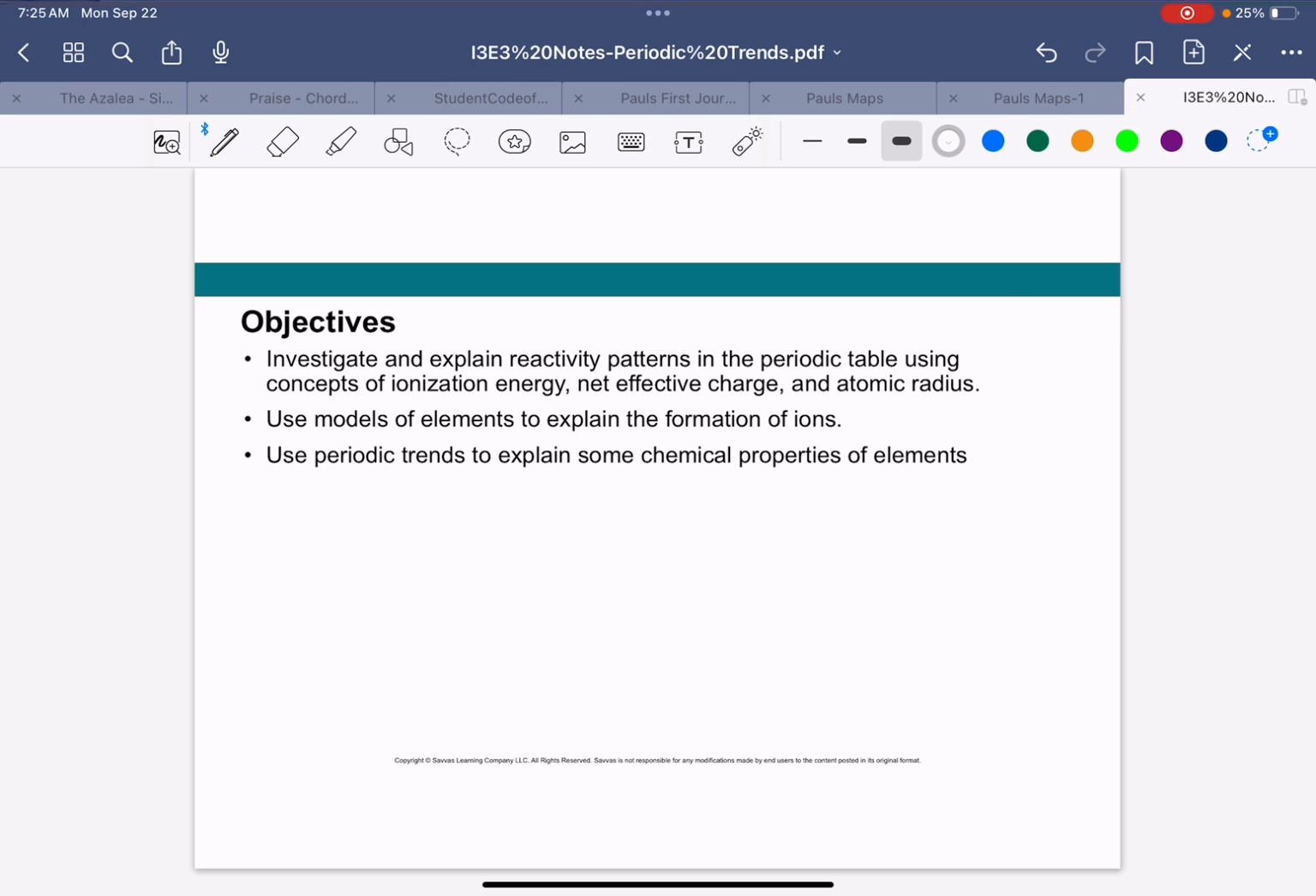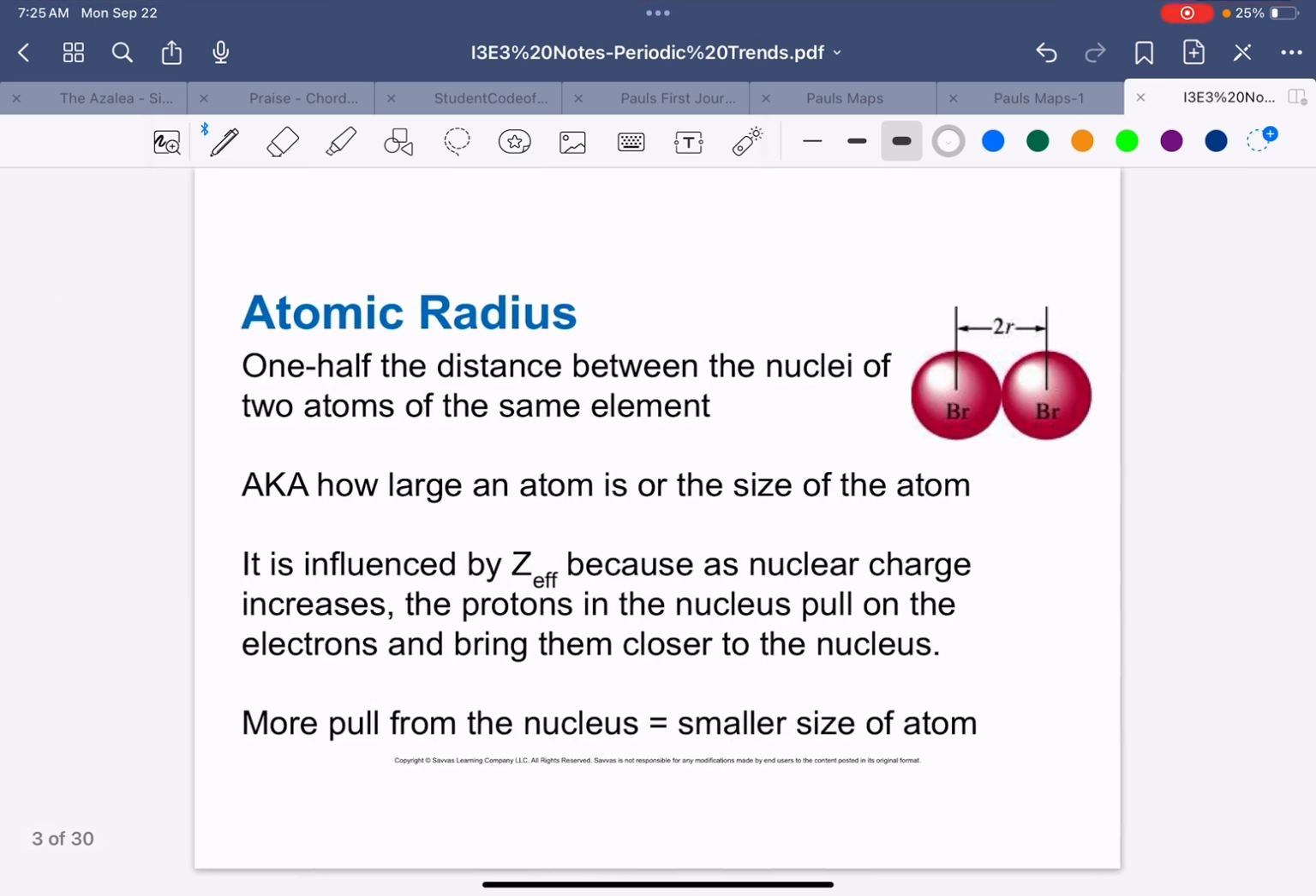We're going to use these models to explain the formation of ions or group charges, and then we're going to use the trends to explain chemical properties of elements. The first trend we're looking at today is atomic radius.